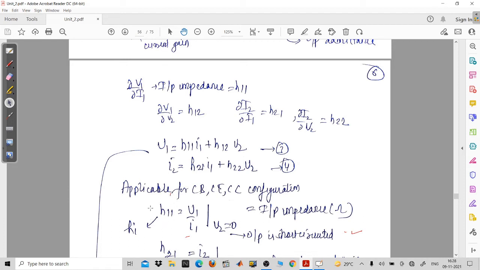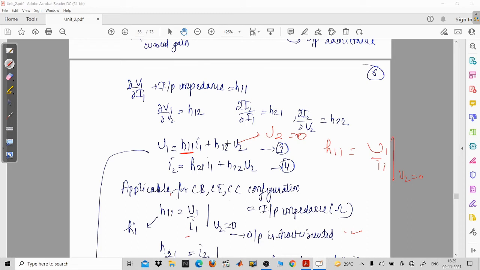If you want to determine the value of H11, in that case this term should be equal to 0. Now this is the parameter, this cannot be 0. H11, H12, H21 and H22 cannot be 0. So if you want this term to be 0, then you will have to make V2 equal to 0. Now this is the condition which you are imposing on this equation. So in that case, H11 will be calculated as V1 upon I1, provided you should have short circuited your output port. Only then you will be able to find H11, otherwise not. So H11, H12, H21 and H22 can also be called the conditional parameters, because we are able to determine them by imposing some condition.